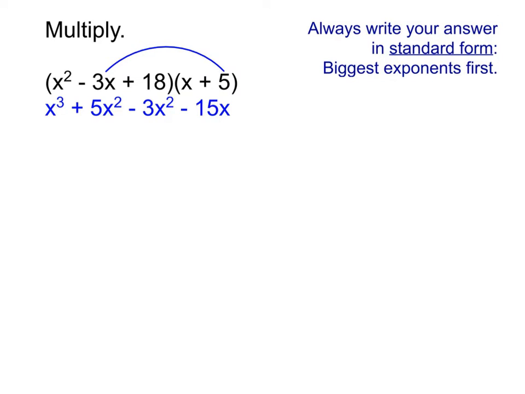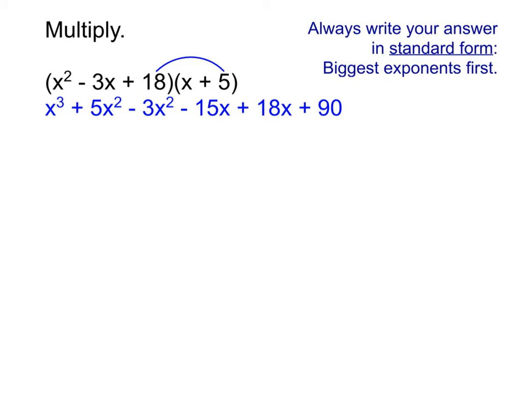Now that I've multiplied everything through by the minus 3x, I now need to multiply everything through by the 18. And so we do 18 times x, so 18x, and then 18 times 90. Notice we ended up with 6 different terms there. That's what we're looking for.